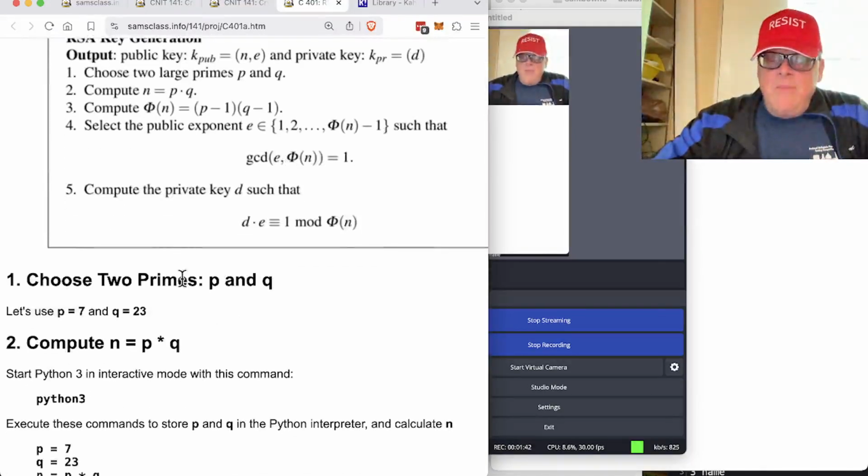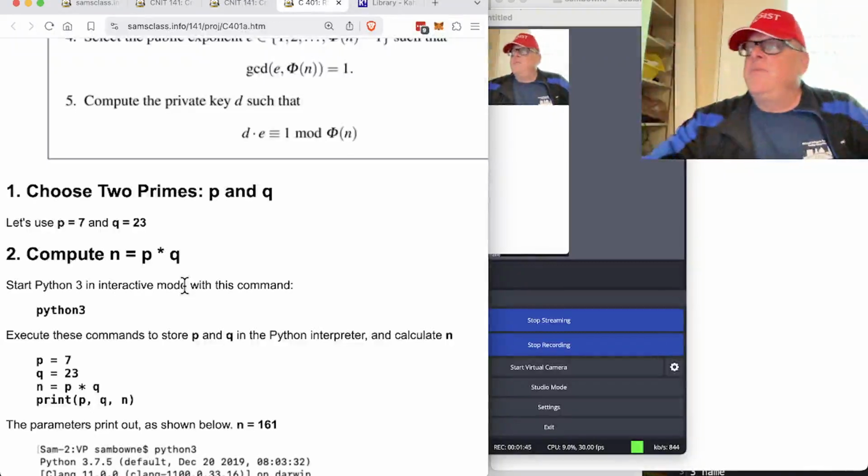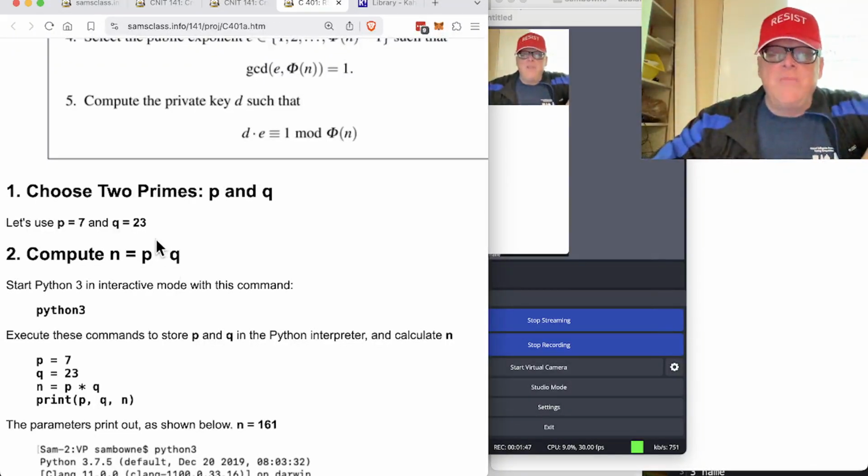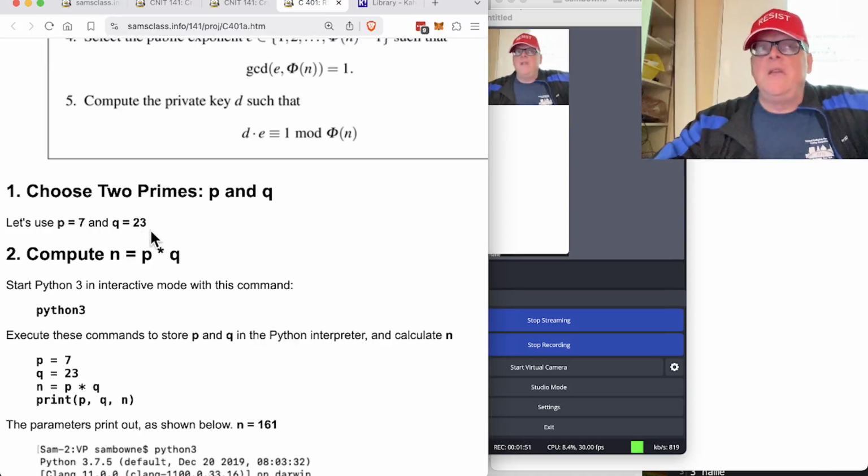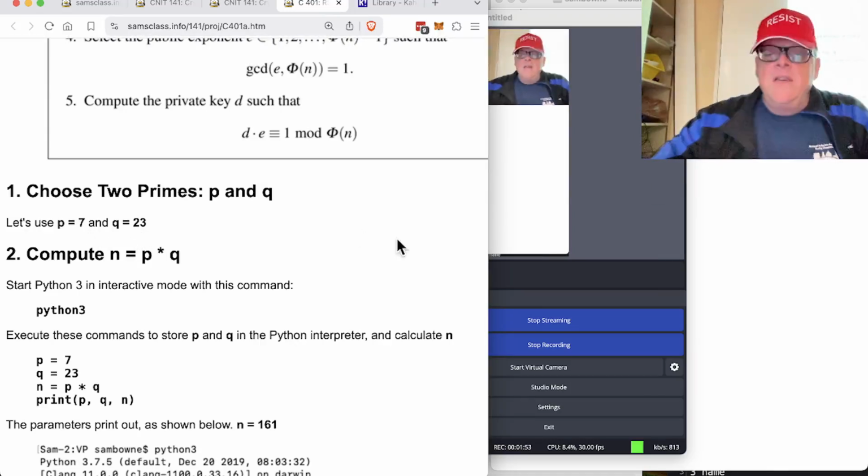So you choose two primes, which, by the way, can get pretty tough, and we'll have later projects where we talk about how to find large primes. In this case, we're just going to use small primes to see how it works. We're going to use 7 and 23. Then we calculate N. So let's start doing it.